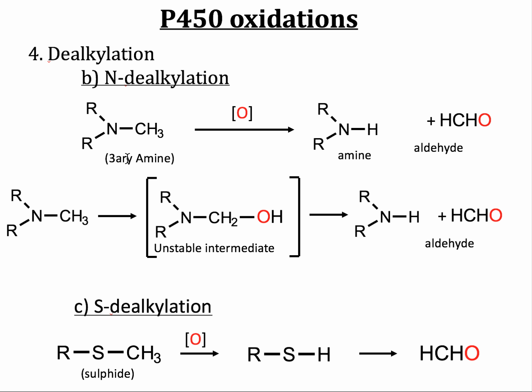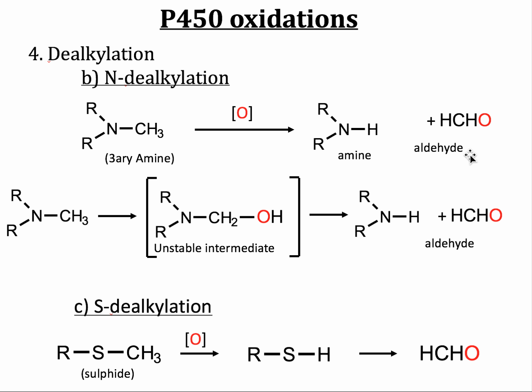And when this becomes oxidized, you usually get a primary amine, because we've got a hydrogen back again, and then you have an aldehyde. Similarly, S-dealkylation is also very similar. So you start off with a sulfide. You simply add an H here. Instead of the O, you add an H here, and then you have an aldehyde.